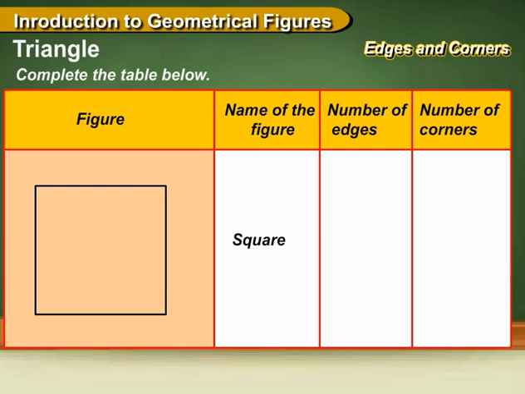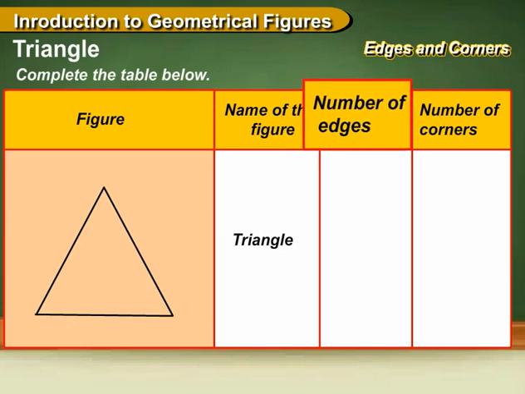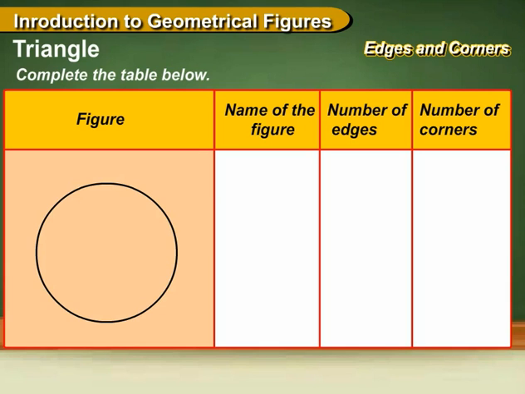Square. Number of edges, 4. Number of corners, 4. Triangle. Number of edges, 3. Number of corners, 3. Circle. Number of edges, 0. Number of corners, 0.